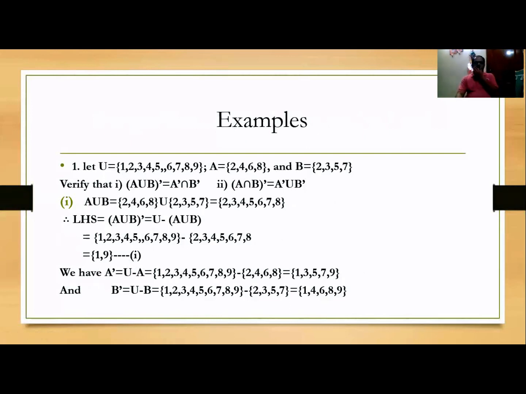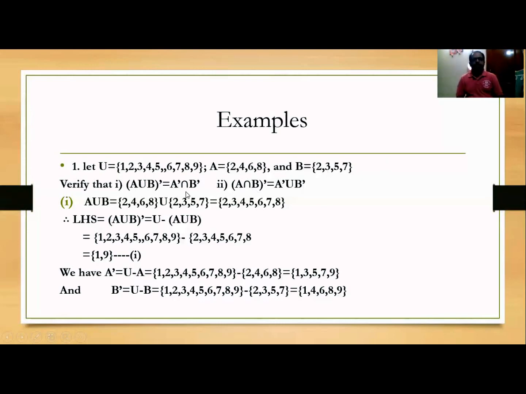Okay, let's see. Consider example 1. Here you are given the universal set u, which has the elements 1, 2, 3, 4, 5, 6, 7, 8 and 9. Then you are given two sets A and B. A is a set containing the numbers 2, 4, 6, 8. B contains the numbers 2, 3, 5, 7. We need to verify these two results. Which type of results are these?